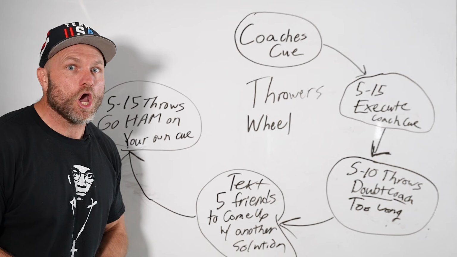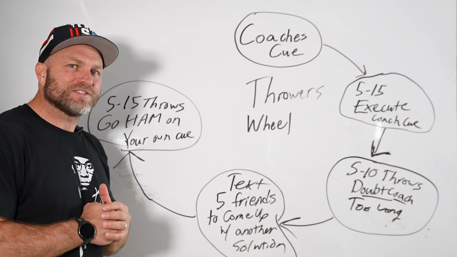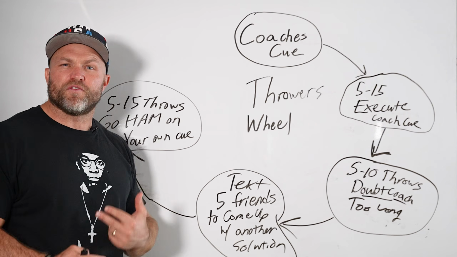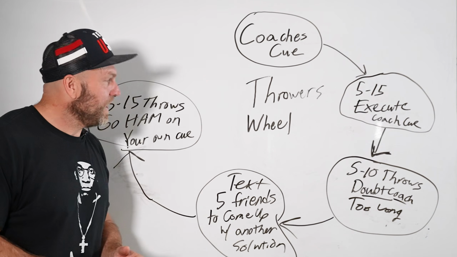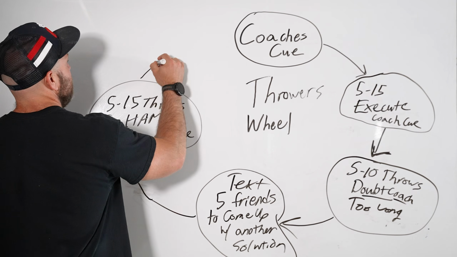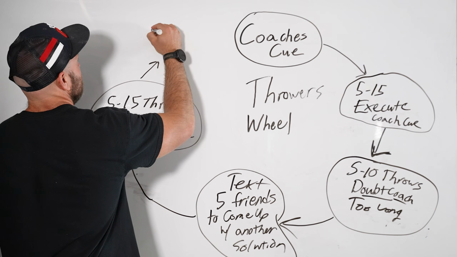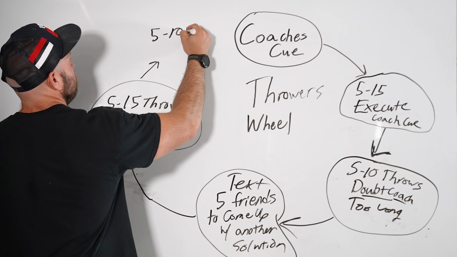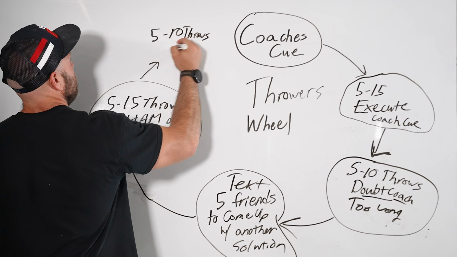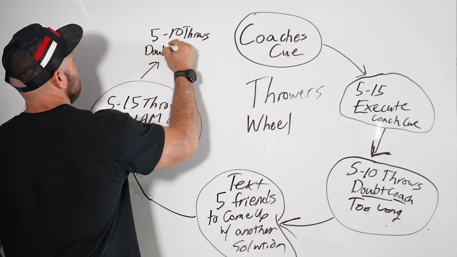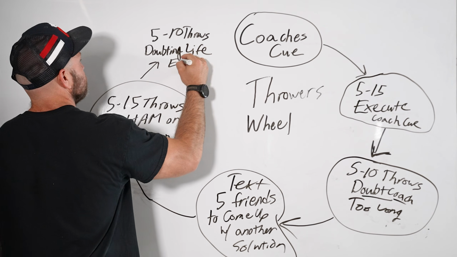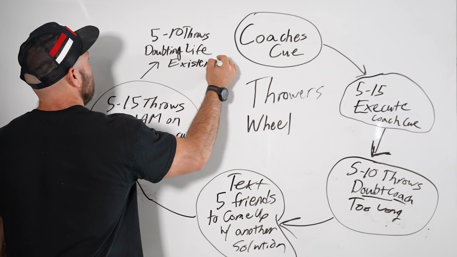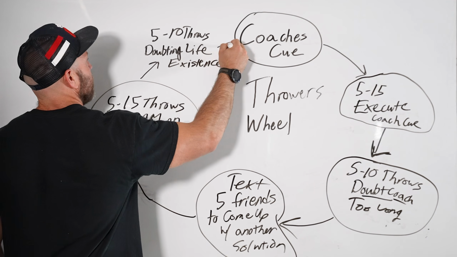throws as hard as you can go. You're going as hard as possible. And so maybe for the first 5 throws, it's going well. But the normal thing that tends to happen is we get to this point. We have 5 to 10 throws, doubting life existence, the ultimate thrower sequence. So we get back to here.